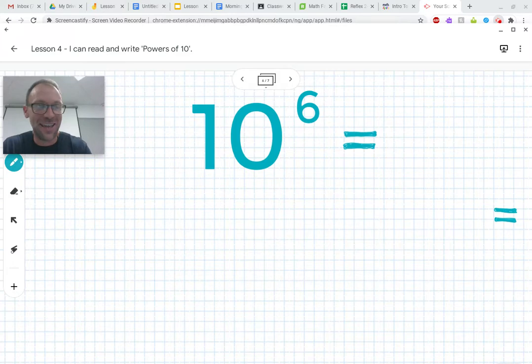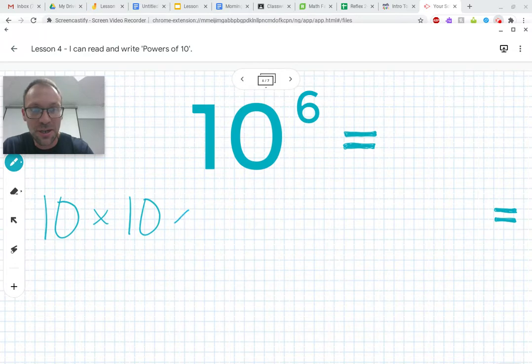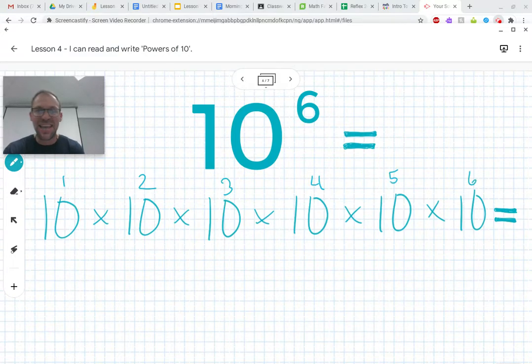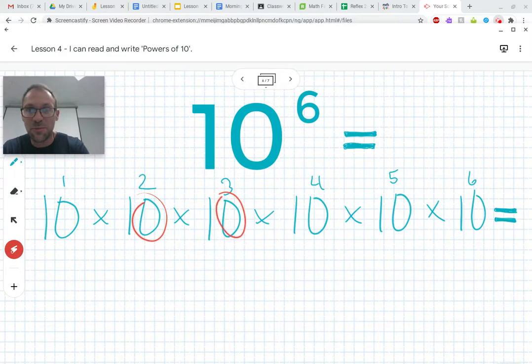All right, so the exponent 6, that tells us to use the base 10 6 times. So let's save some space. We got 10 times 10, that's 2, times 10, that's 3, times 10 is 4, times 10 is 5, times 10. Wow, 6 tens. 1, 2, 3, 4, 5, 6 tens. Well, we could do all the multiplication, but let's use that shortcut. We've been learning that this exponent tells us how many tens to use, and that number of zeros in all those tens, that exponent number, is going to be equal to the number of zeros in the answer.